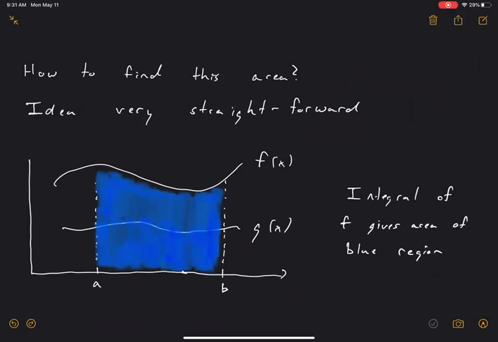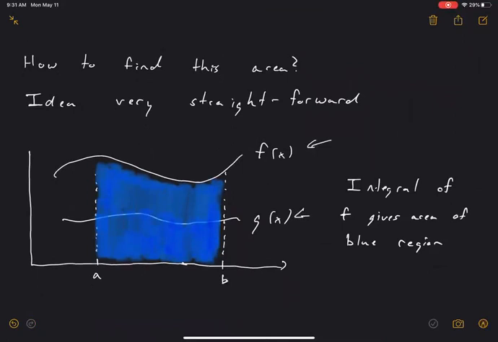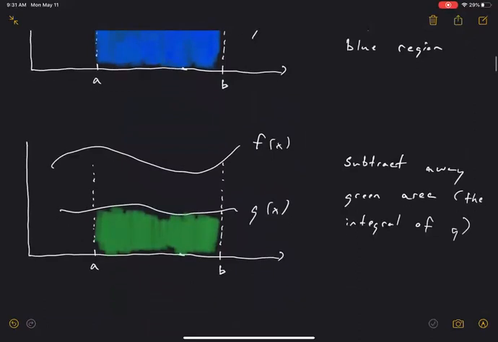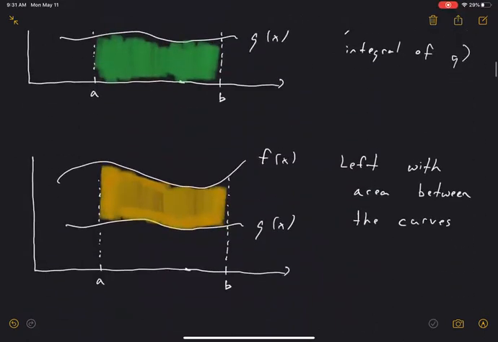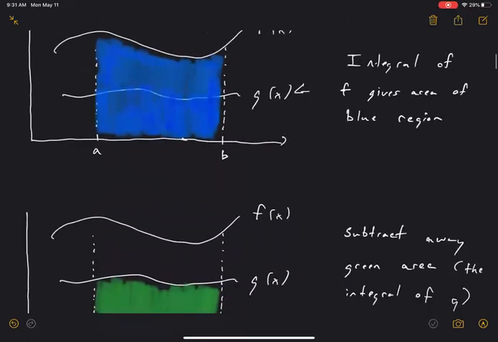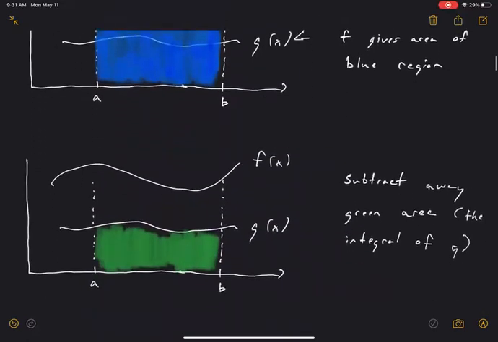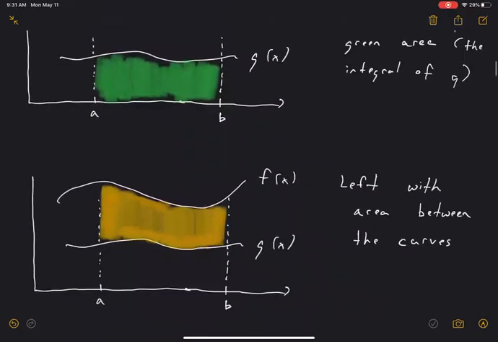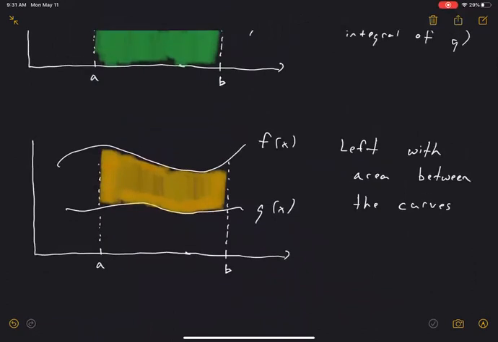The idea is pretty straightforward. We have our curve f, and we have our curve g. As I said before, if I just did the integral of f, I would have this entire blue region here, right? And if I did the integral of g, I would have just that green region. And I want to get just this yellow region. So how can I find that? Well, I'm going to start with the blue region, the integral of f, and I'm going to subtract away the integral of g, that green region. And if I do that, I'll be left with just that yellow region.